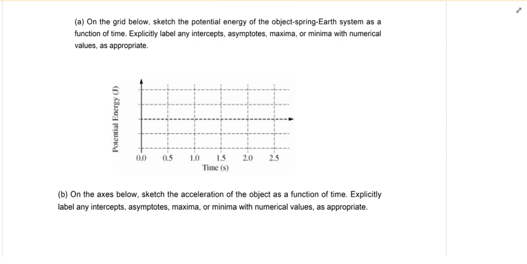Now the thing to keep in mind is that your potential energy, of course, will fluctuate from 0 to some maximum value. At equilibrium, all the energy is in kinetic energy, and then as the object hits its maximum or minimum, all of that kinetic energy is converted into spring potential energy.